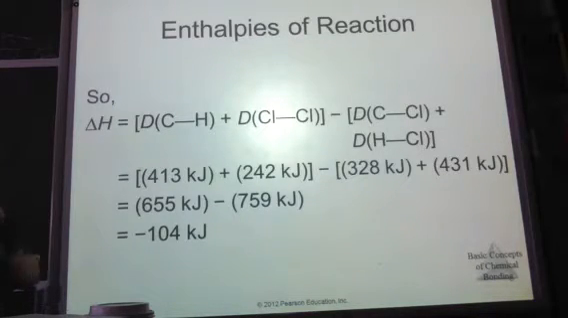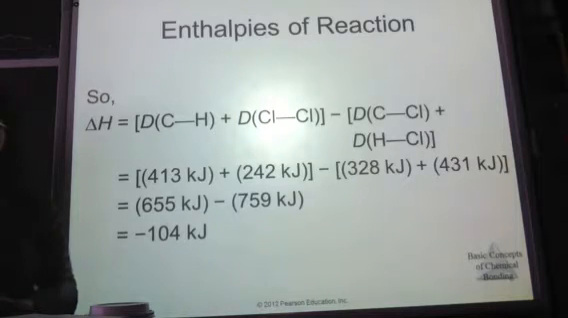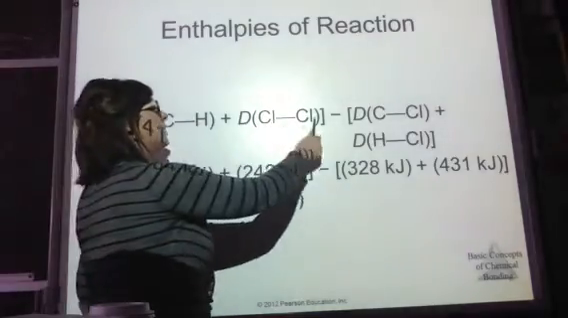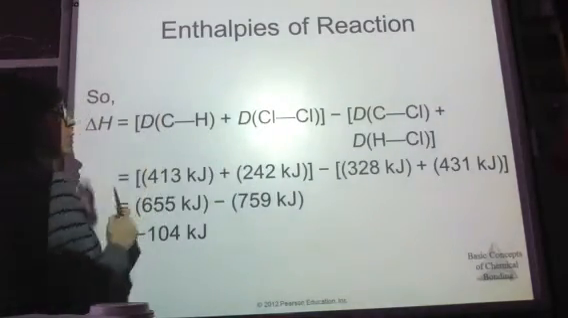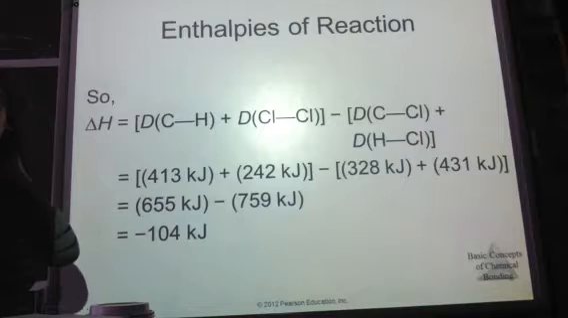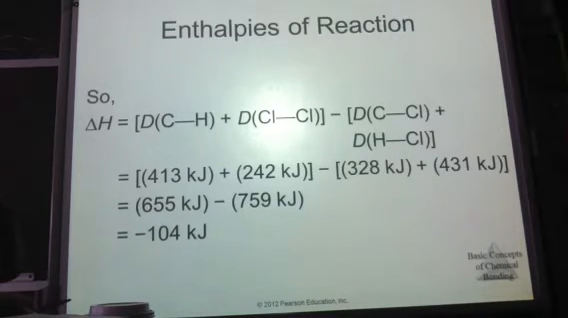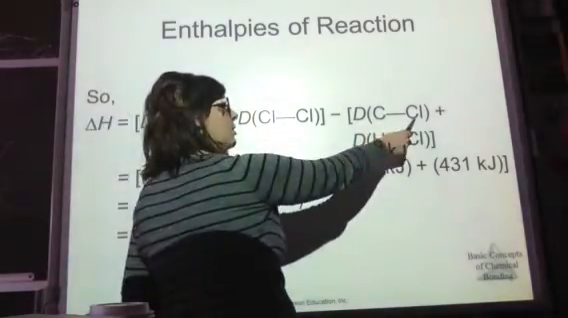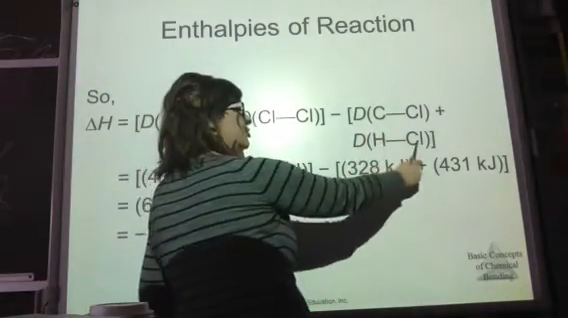So if we're thinking about that last slide that says I could find the delta H, I could find that change in enthalpy by taking the sum of the bonds that are broken and subtracting it from the sum of the bonds that are formed. Well, I broke carbon-hydrogen and I broke the chlorine-chlorine. So remember that D just means that we're going to use those bond enthalpy values. And then I'm subtracting it, like we said, from the bonds that are formed. So I formed a carbon-chlorine bond, and I formed a hydrogen-chlorine bond.